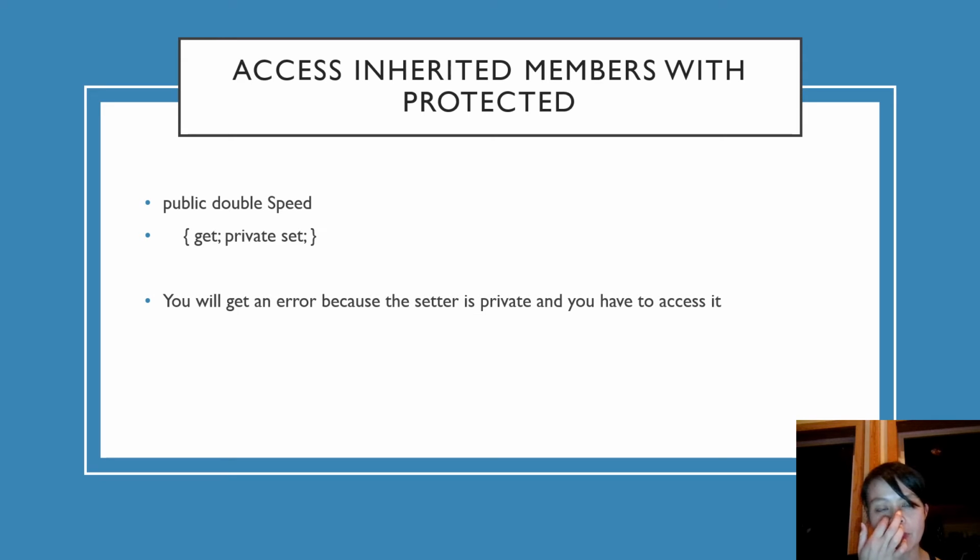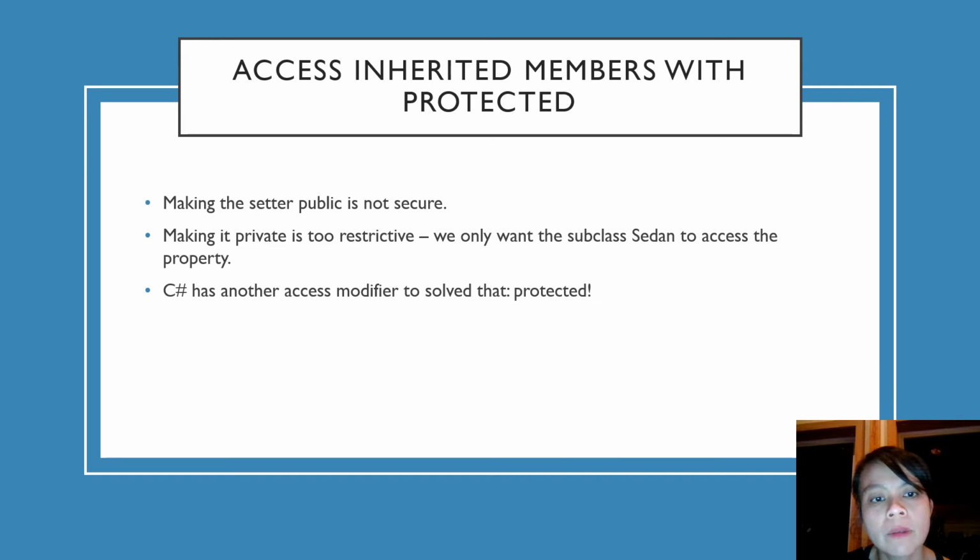So if you have something like this, public double speed, and then you have a private setter, you're going to get an error because the setter is private and you have to access it, right? So making the setter public though is not secure, but making it private is too restrictive.